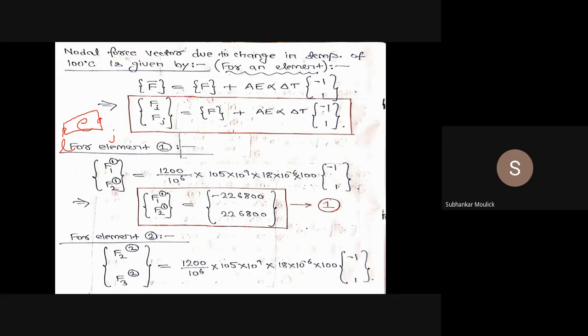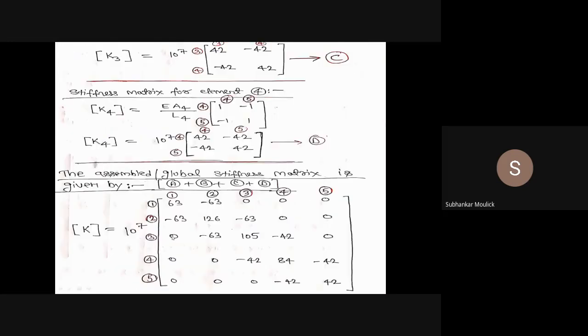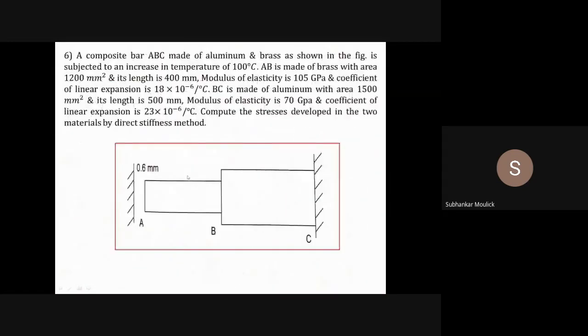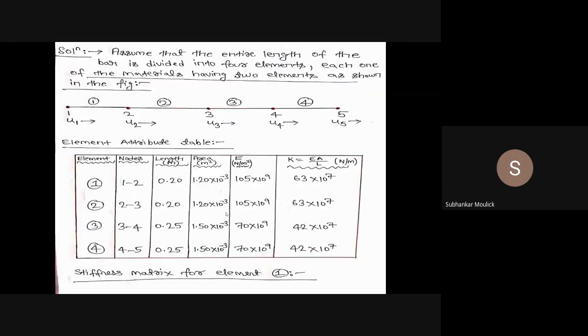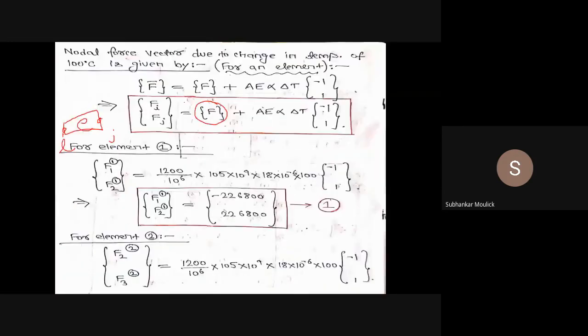Now in this problem, the value of F is 0. Why 0? Because if you see the problem, nowhere is any external load applied, so the global force vector will always be equal to 0. That means the final equation becomes Fi, Fj equal to A E alpha delta T times minus 1, 1.